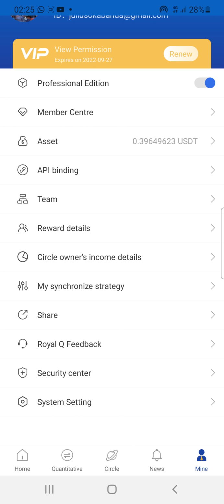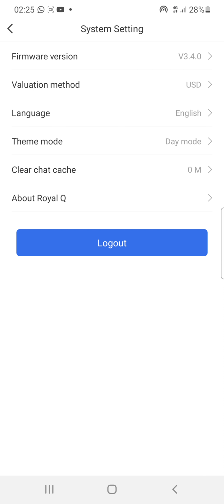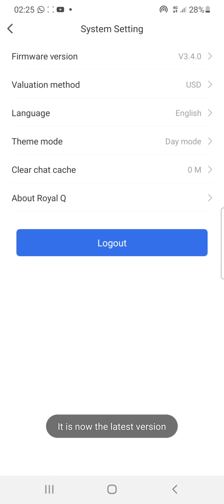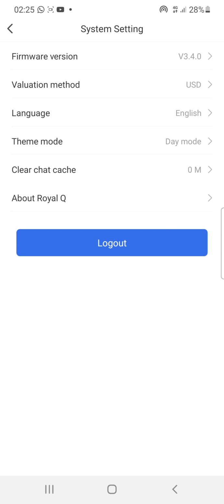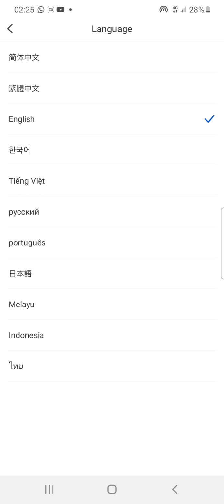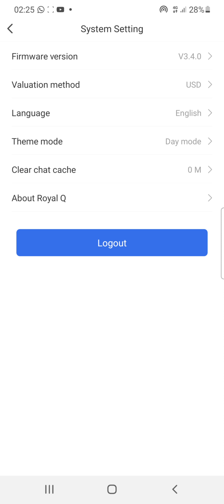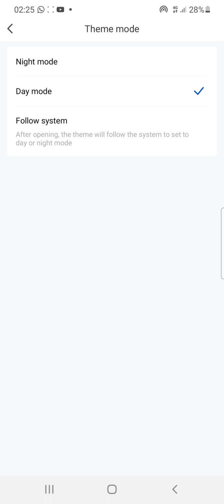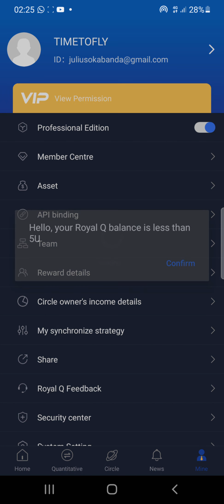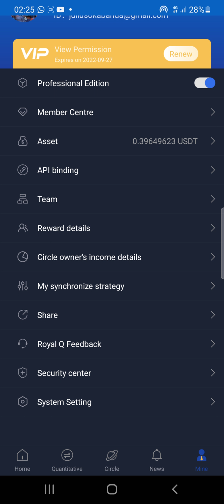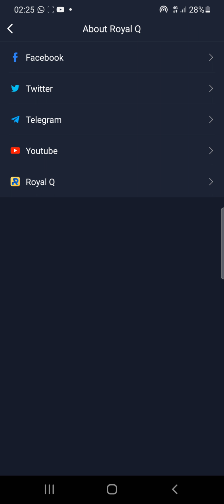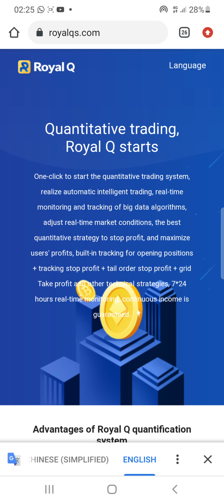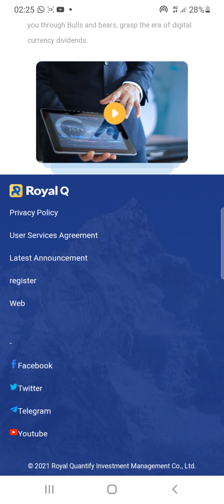Okay. Now in the system settings, usually make sure your application is always up to date. You can change your currency to the local one. You can change from English to a local language if yours is among these ones that are here. Then you can have the theme mode. It is night right now. I can change to one that is suitable to my eyes. Okay. And here we have about Royalq by Facebook, by Twitter, by Telegram, by YouTube, all Royalq here if you want to know more details, and you can read through and get a deep understanding.